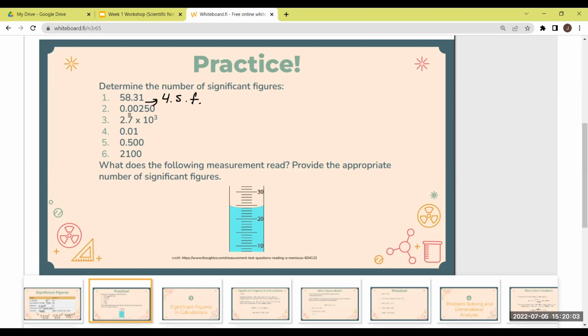Number 2, we have 0.00250. So we have these leading zeros right here. All 3 of these are not going to be significant. And then we have 250. The 0 at the very end is considered significant because there's a decimal in the number. So this would be counting as 1, 2, 3. So 0.00250 has 3 significant figures.